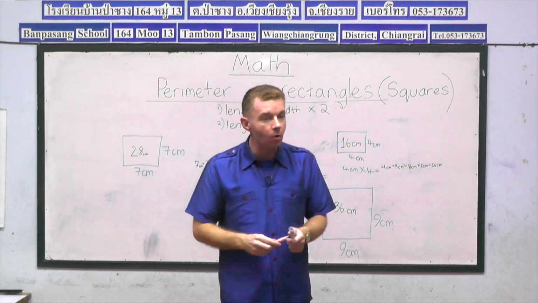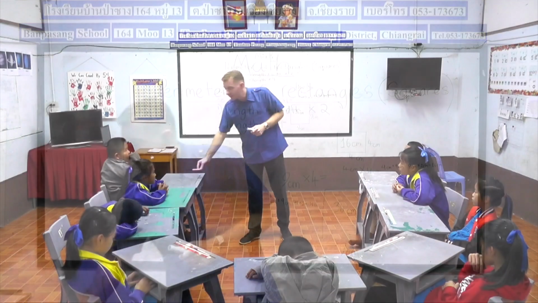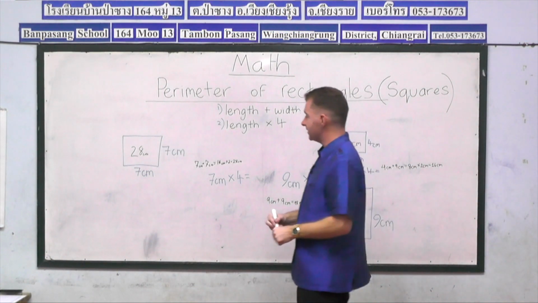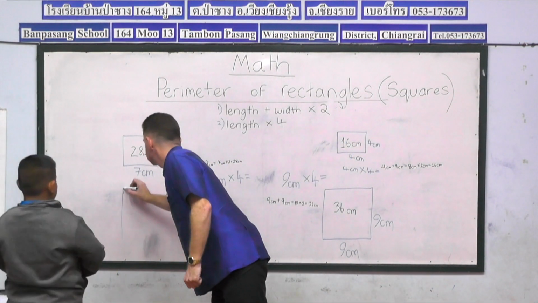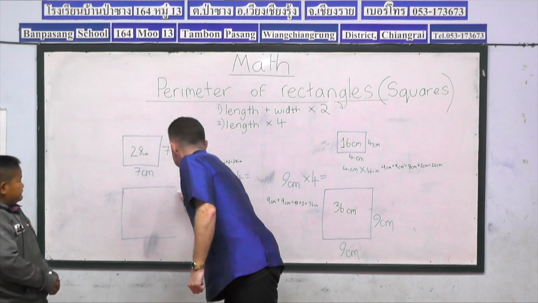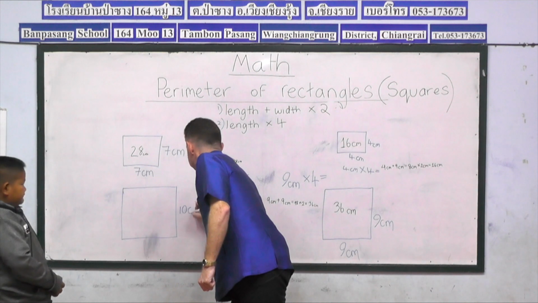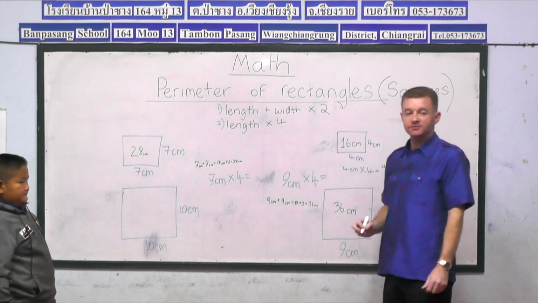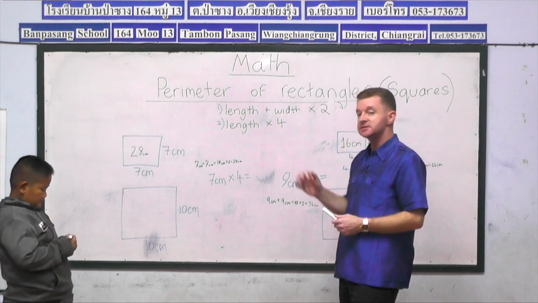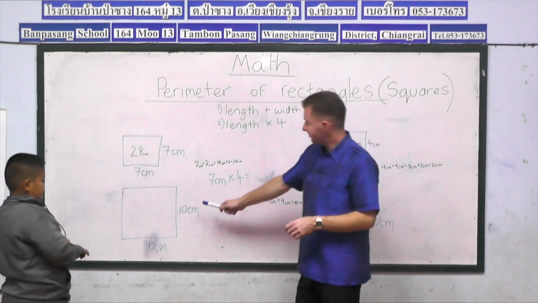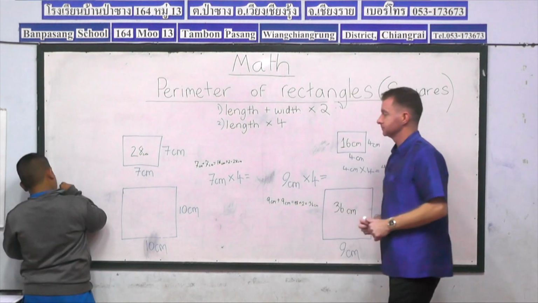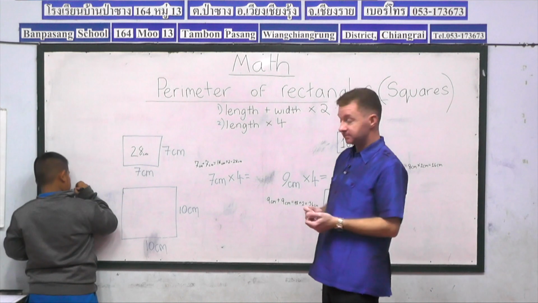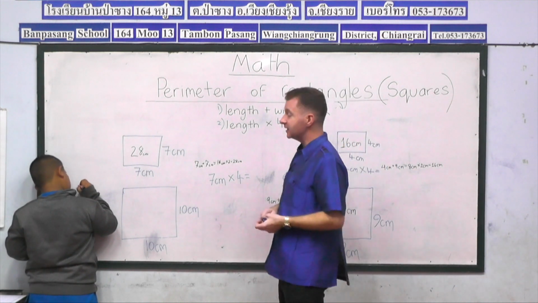Okay, let's do one more before we have to do our own worksheets. And Net can come and join me. So let's see, we've got a space here for Net's square. Okay, Net's square, the length of each side, 10 centimeters. So Net, 10 plus 10. 10 plus 10 equals 20.